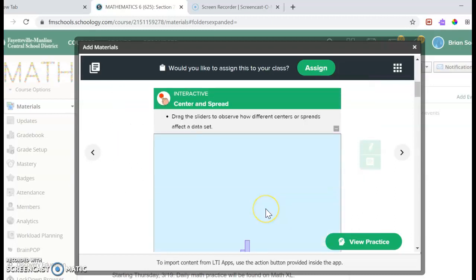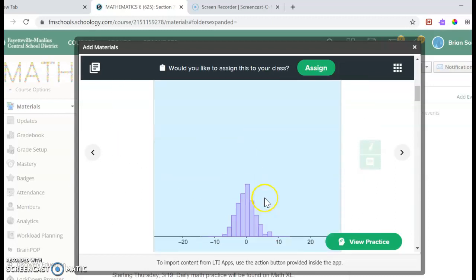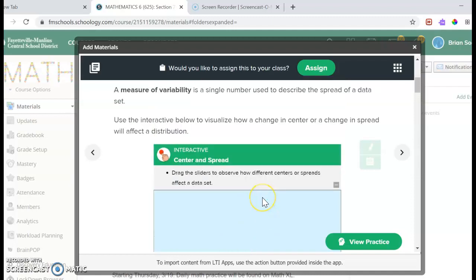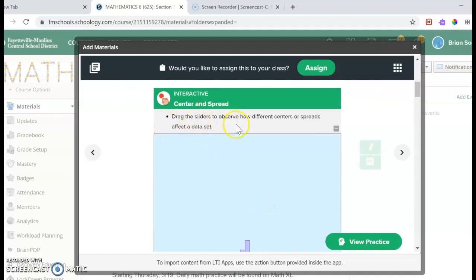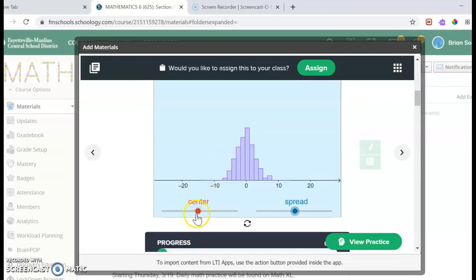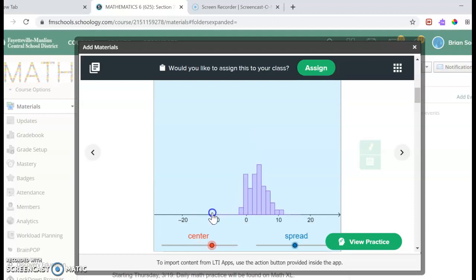Okay, so let's take a look at a couple of these interactives here. The first one you're going to have to do is drag the sliders to see how different centers or spreads affect the data. So here, you can just play around with it. If you move the measures of center and the spread, you'll notice that the spread is getting really small. Or if you go the other way, this one would have a higher variability compared to this one.